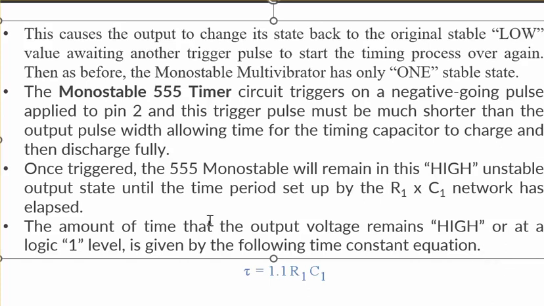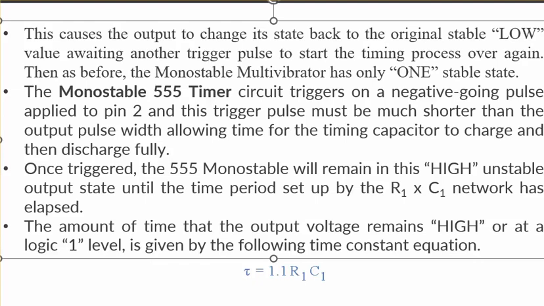Similarly, the time period equation is given with respect to R1 and C1. It is given by 1.1 into R1 into C1. This is the time constant equation for the monostable multivibrator, where resistance R is measured in ohms, capacitance in farads, and the time period in seconds.